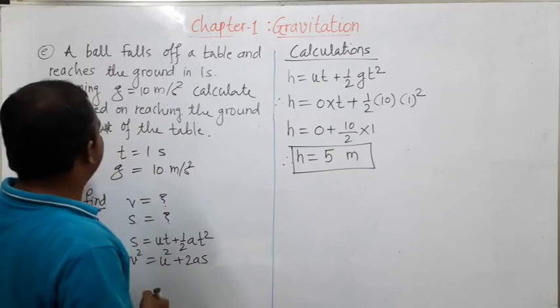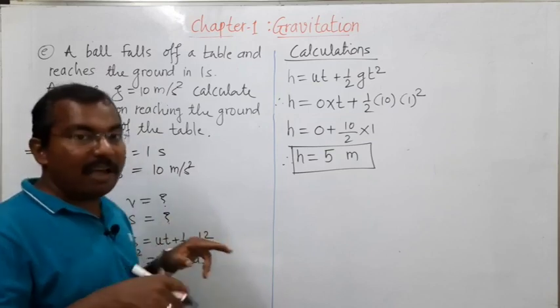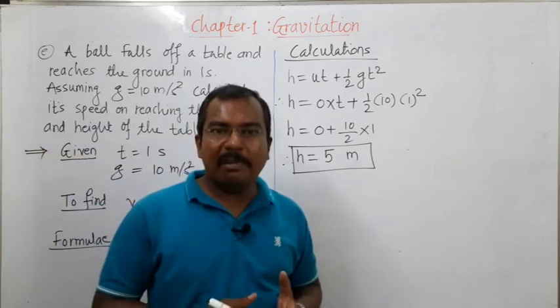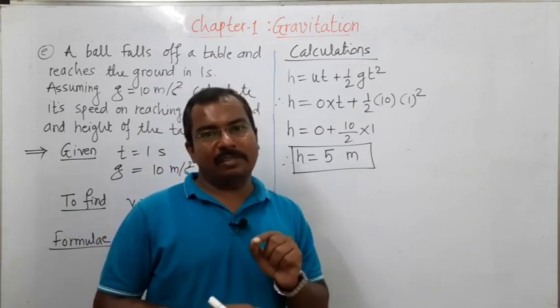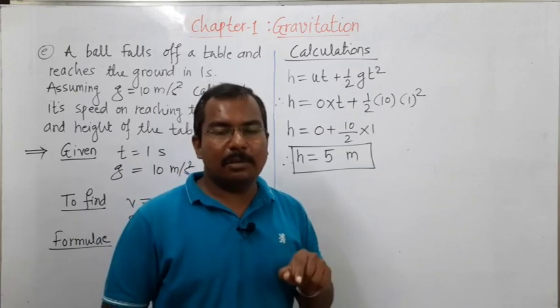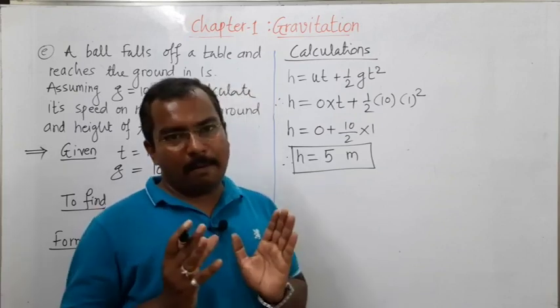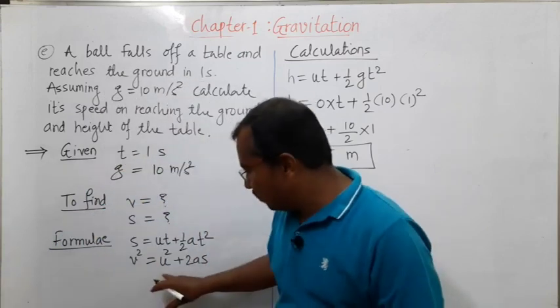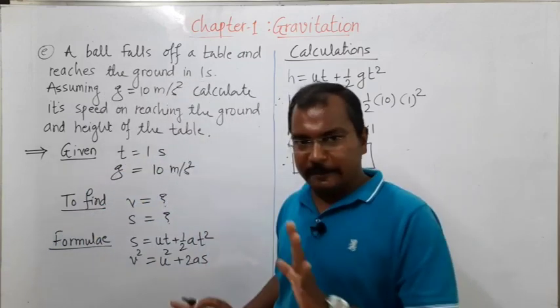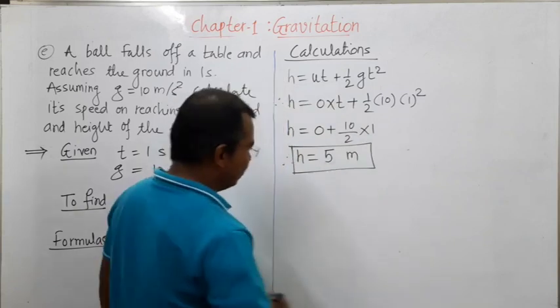What is that? Speed on reaching the ground. That is the final velocity. If initial velocity is known, if the acceleration is known, and if distance or height is known, we can calculate the final velocity. And the formula is here. V square is equal to u square plus twice a s. Yes. I will continue here.